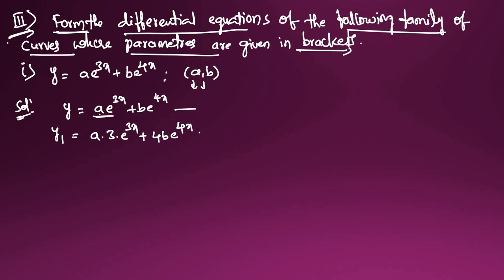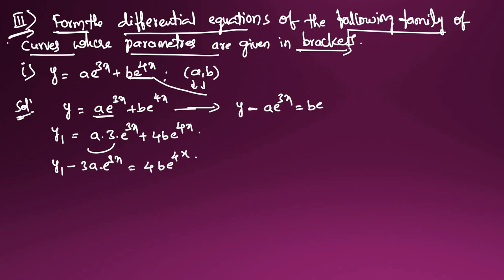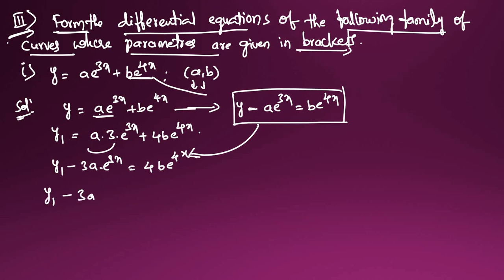Now one thing we can do here. I will take this to the left side of the equation: y1 minus 3a into e power of 3x is equal to 4b e power of 4x. From the given equation, y minus a into e power of 3x is equal to b into e power of 4x, we can write. So I will use it here: y1 minus 3a e power of 3x is equal to 4 into, in this place I will replace this with this one.